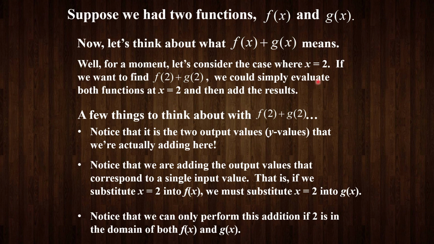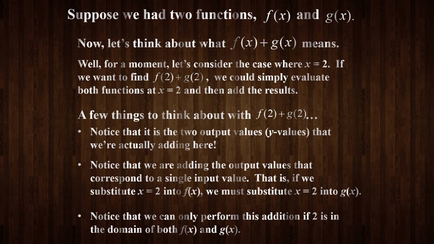And lastly, notice we can only perform this addition if 2 is actually in the domain of both f at x and g at x. So yeah, if we're trying to add f at 2 plus g at 2 here, you could only do that if it's actually possible to figure out f at 2 and figure out g at 2. If for some reason, for example, you could not find g at 2, there's some issue there when x is 2, there's no way you're going to be able to evaluate f at 2 plus g at 2 because you can't take care of this g at 2 part on its own.